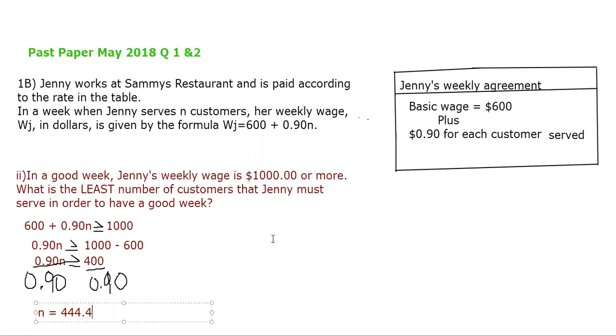444.4. Now, this is where the trick comes. Good. This is where the trick comes. Now, when I go into my calculator and I multiply 444.4 times 0.90, I get, and of course, adding the 600, I get 999.96. Now, this figure that you're given here, notice that it's less than. Good? Notice something.